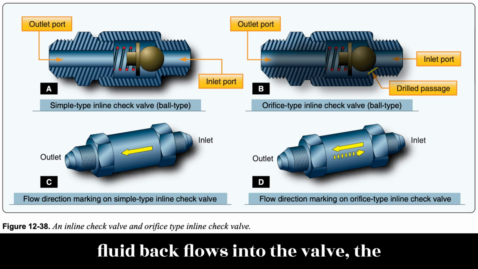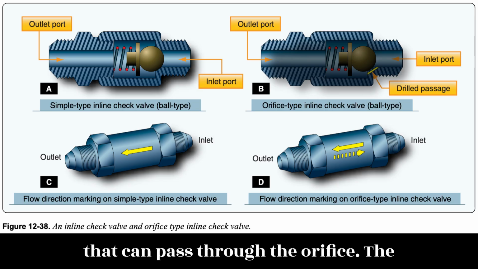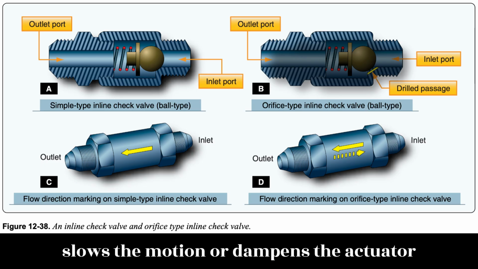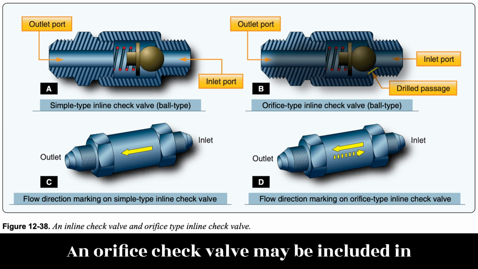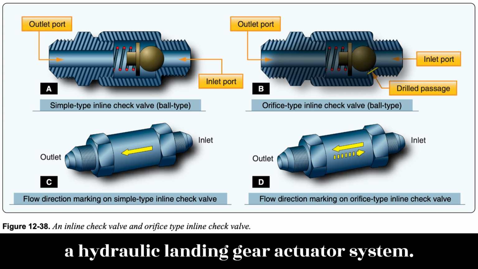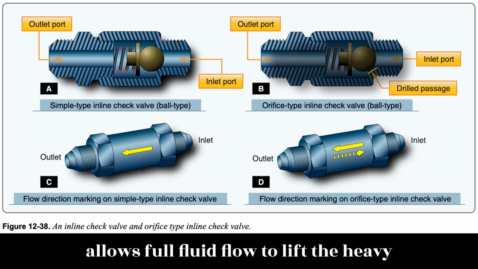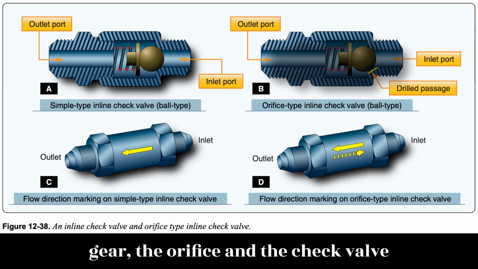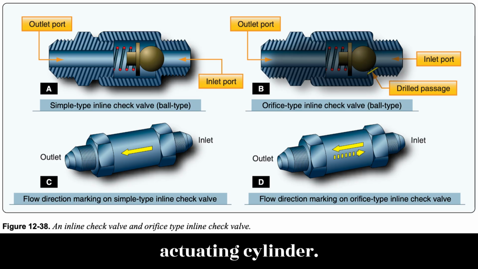When fluid backflows into the valve, the spring forces the ball against the seat, which limits fluid flow to the amount that can pass through the orifice. The reduced flow in this opposite direction slows the motion, or dampens, the actuator associated with the check valve. Figure 12-38. An orifice check valve may be included in a hydraulic landing gear actuator system. When the gear is raised, the check valve allows full fluid flow to lift the heavy gear at maximum speed. When lowering the gear, the orifice in the check valve prevents the gear from violently dropping by restricting fluid flow out of the actuating cylinder.